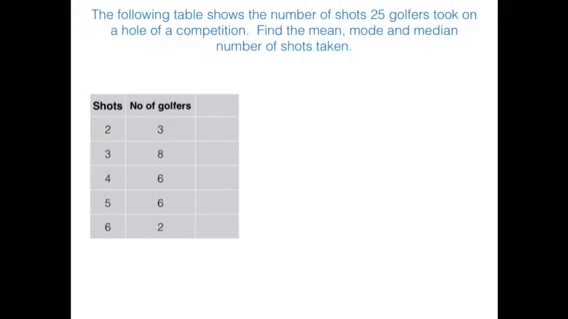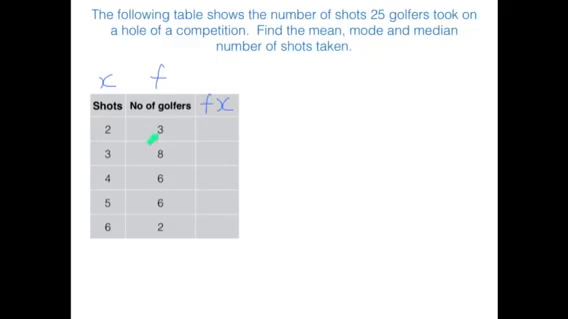So in this example, we're asked to find the mean, the mode, and the median of the number of shots taken by a golfer. And that's very important. It's the mean of the number of shots that are taken. So I'm going to call the number of shots x, which means the number of golfers, how many took that number of shots, we're going to call f for frequency. And we need a third column here, we're going to call fx.